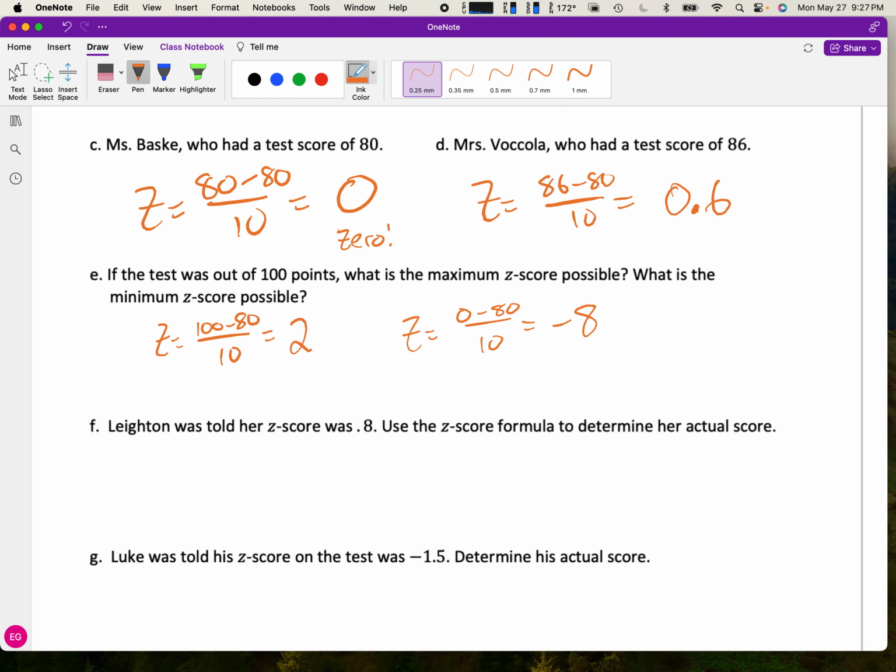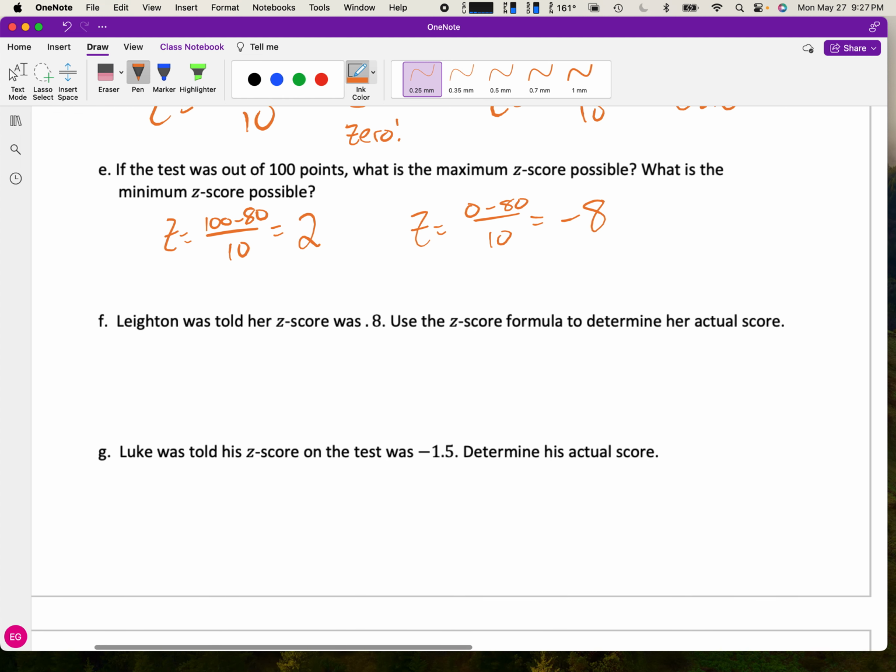And we're going to learn this when we flip to the next page, but a z-score of negative 8 is basically unheard of. It's basically impossible to happen. So that would be really unexpected for someone to get a 0 when everyone else in the class was averaging 80 with a standard deviation of 10.